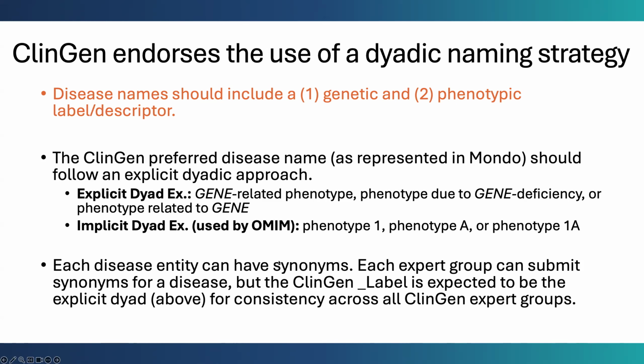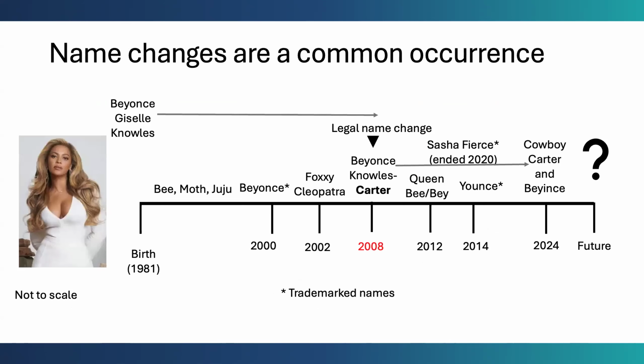Again, wanting to say each disease entity can have synonyms. So you may say, I don't really like this explicit dyad. I like something else. That's okay. Mondo gives us room for that. With these synonyms, it means we're all talking about the same thing, but we need these ClinGen labels explicitly. You may even tell me, I don't like this, I'm not used to it, but I'm here to tell you we do this every day and we know it every day.